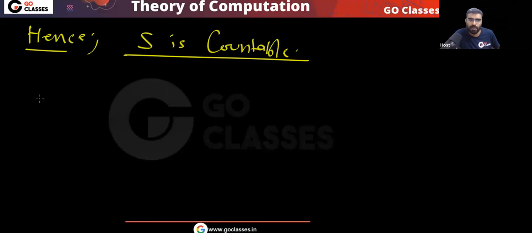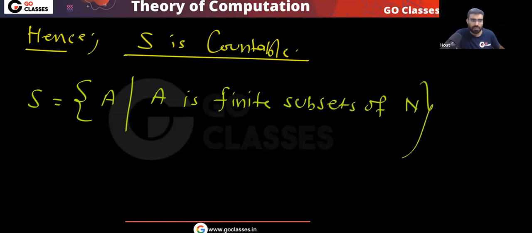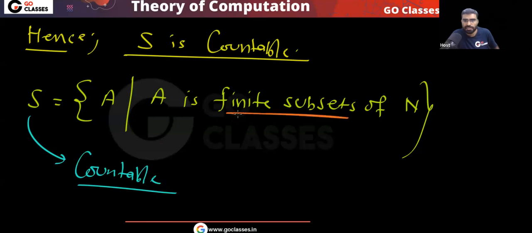So remember what your S was. Please understand, this S is the set of finite subsets of N. Finite subsets of N, and this is countable. This is your definition number 3. That's it. So we have seen everything with this definition number 3.